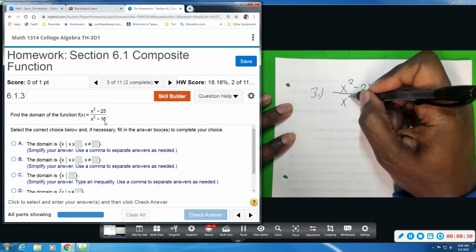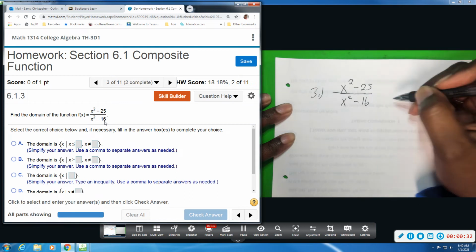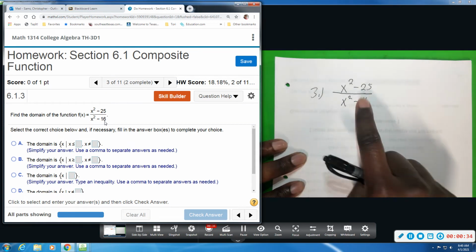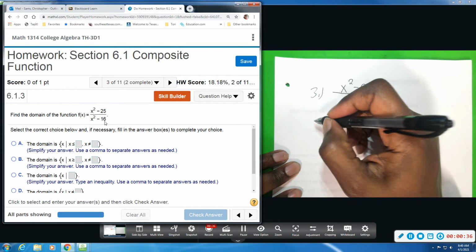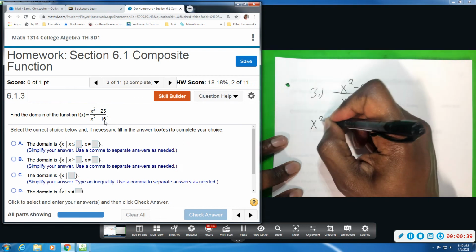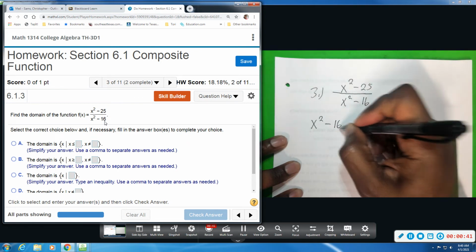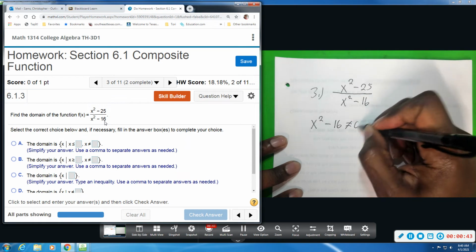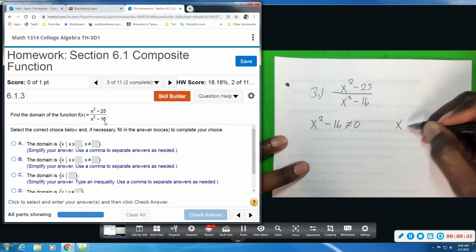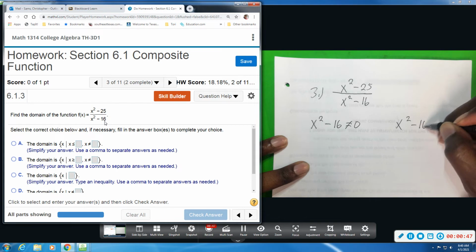So x squared minus 16. Okay, so we focus on the bottom. We can't divide by 0, so I need to find out what makes the denominator 0. Set it not equal to 0. So I'm going to do it two ways. Just depends on what you see.